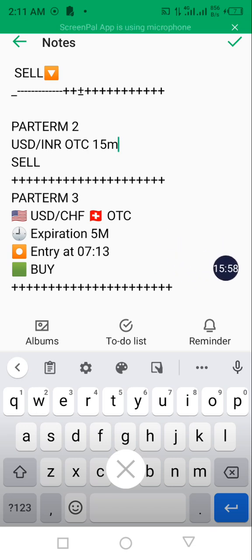Maybe the signal is late, maybe you were doing something and couldn't catch up with the signals. When you check the time it was dropped against the time on the clock on your device, if the clock on your device has gone beyond the entry time, you are not supposed to take the trade again.